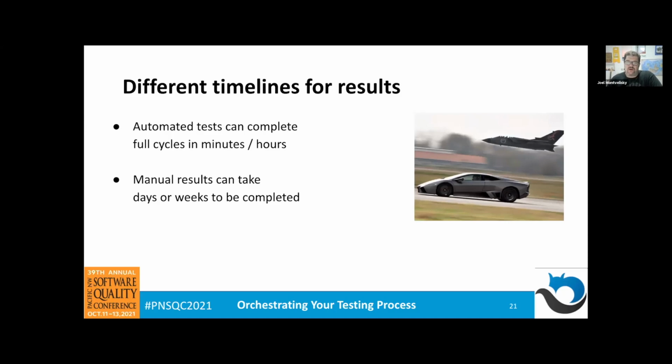The timelines are completely different. Automated tests will end up running in a matter of minutes. Worst comes to worst, 3 or 4 hours, especially if you're doing parallelization. Manual tests, days, weeks, more than that. So how can you try to put those together?